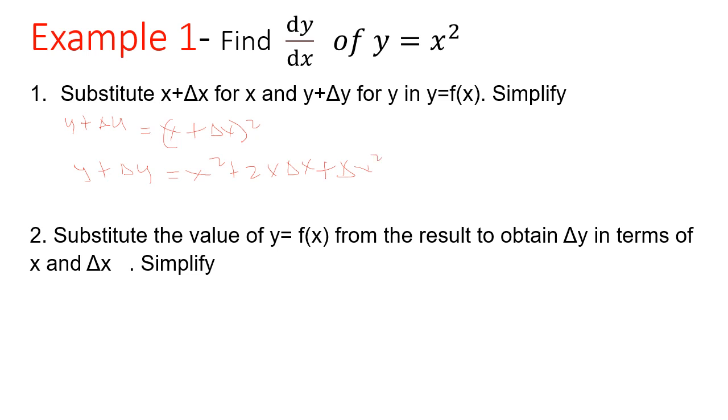Then the next is to subtract y equals f of x from the result of step 1. So we have this one: y plus delta y equals x squared plus 2x delta x plus delta x squared, so delta y equals 2x delta x plus delta x squared.